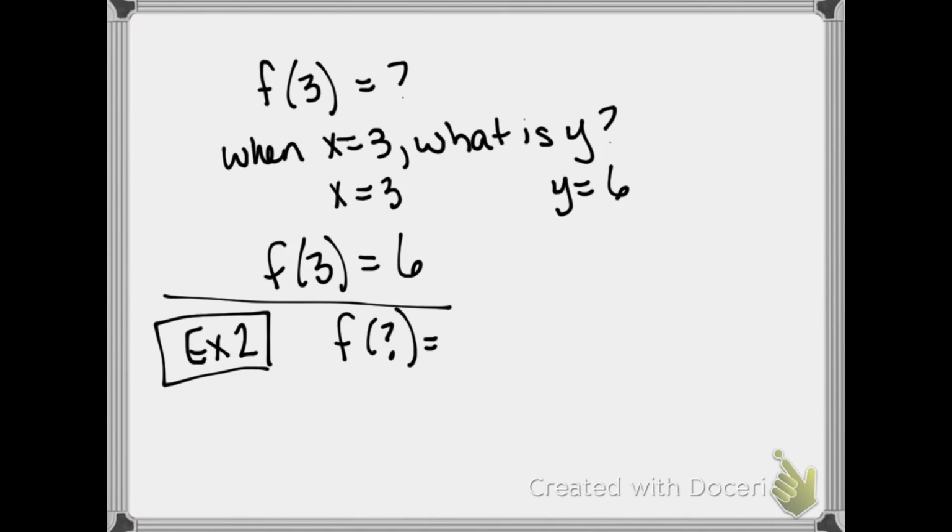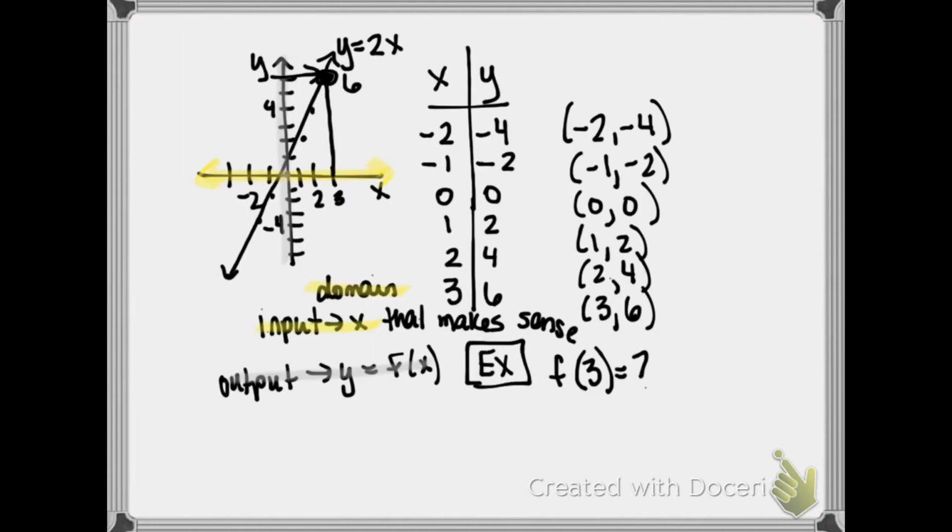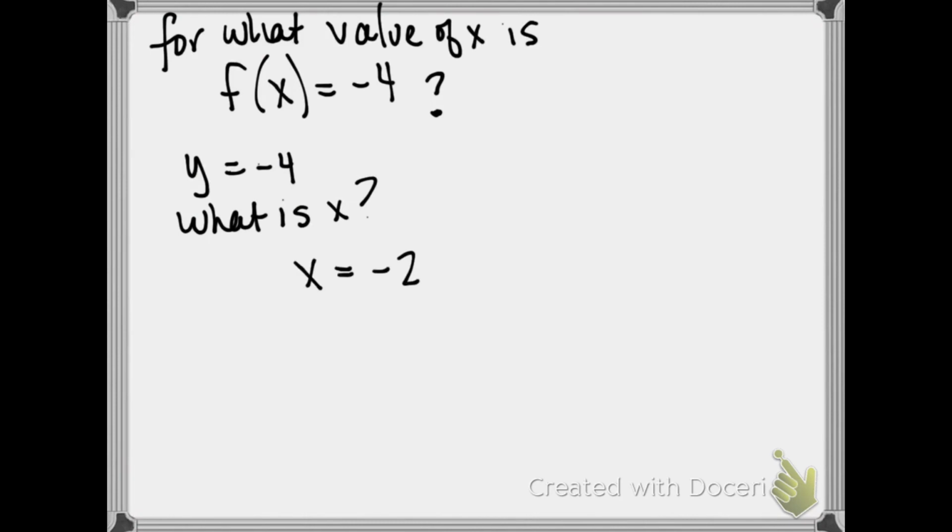Here's another example. F of what is equal to -4? Well, this is algebra. F of x is equal to -4, and I would have to say something like, for what value of x is f of x -4? And so we say, okay, well, that means y is -4. What is x? If y is -4, x is -2. So that's it. And a quick overview of functions.